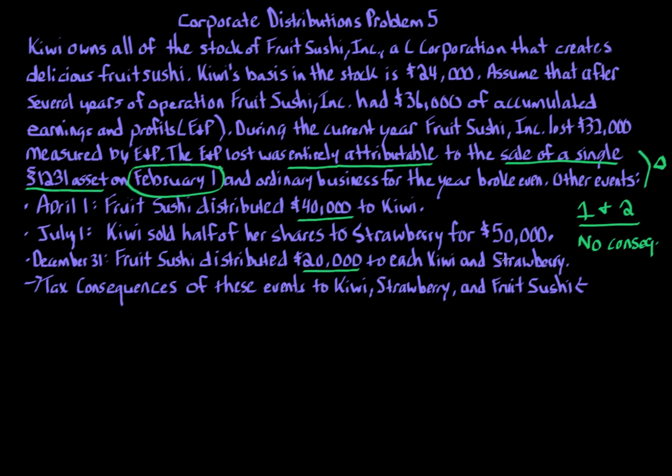Step 2, we look at the EMP. Remember, when you're doing your EMP in step 2, you're looking at the big picture of EMP to see what exactly we need to do to apply specific rules. So the accumulated EMP is positive 36,000. That's right here. And then the 32,000 negative current EMP. Those numbers are still the same, just like we saw in problem number 4. If we netted those, we get a positive 4,000.